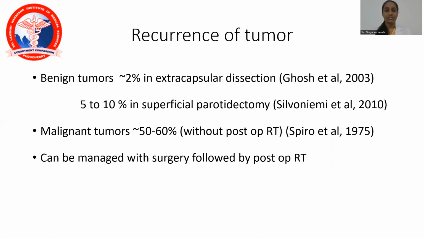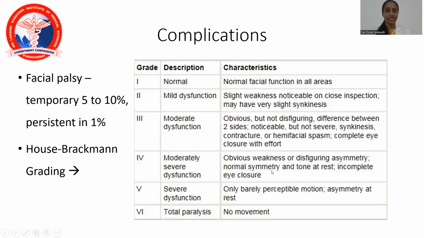Tumor recurrence is seen in 2% of benign tumors which undergo extracapsular dissection and 5 to 10% in superficial parotidectomy. In malignant tumors without RT, recurrence is quite high, up to 50 to 60%. Recurrence of tumors after surgery can usually be managed by postoperative radiotherapy.